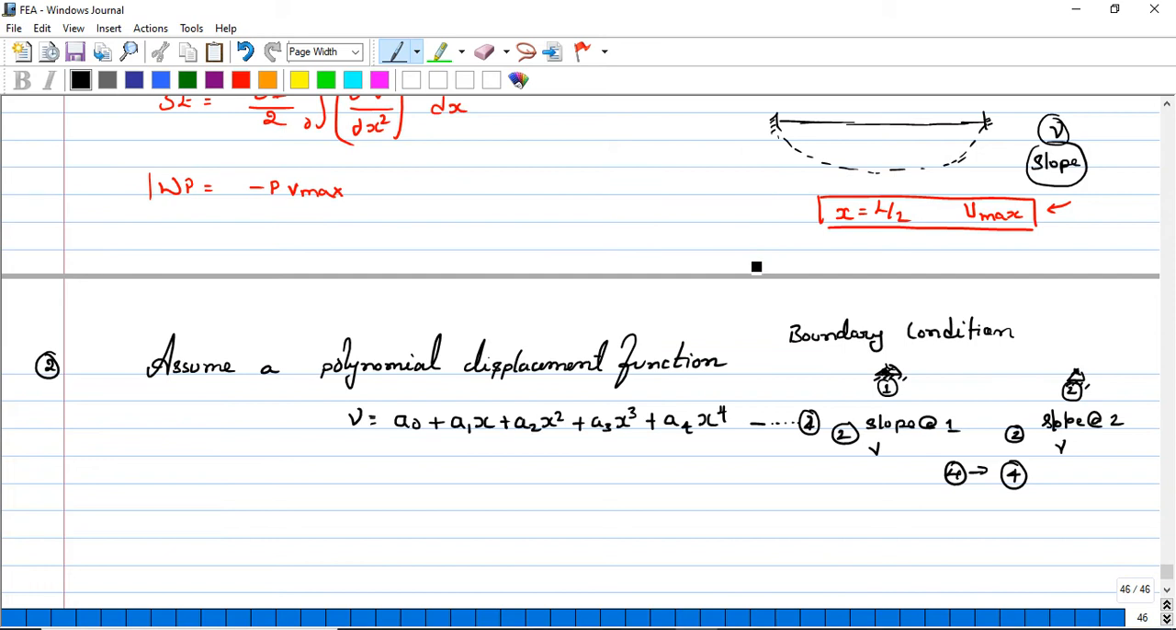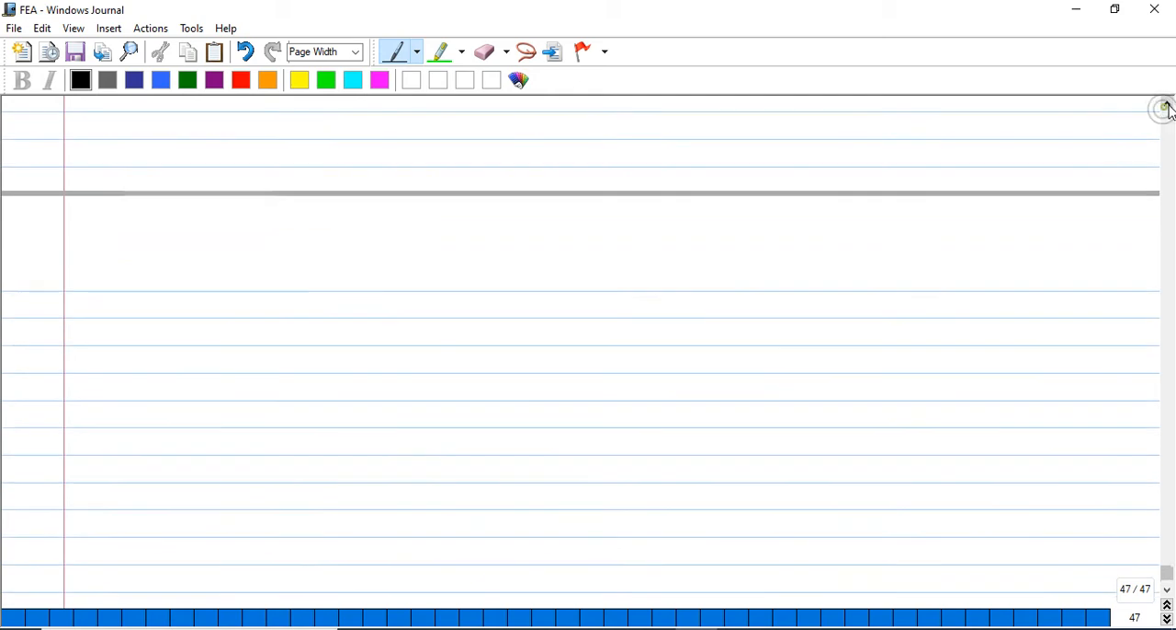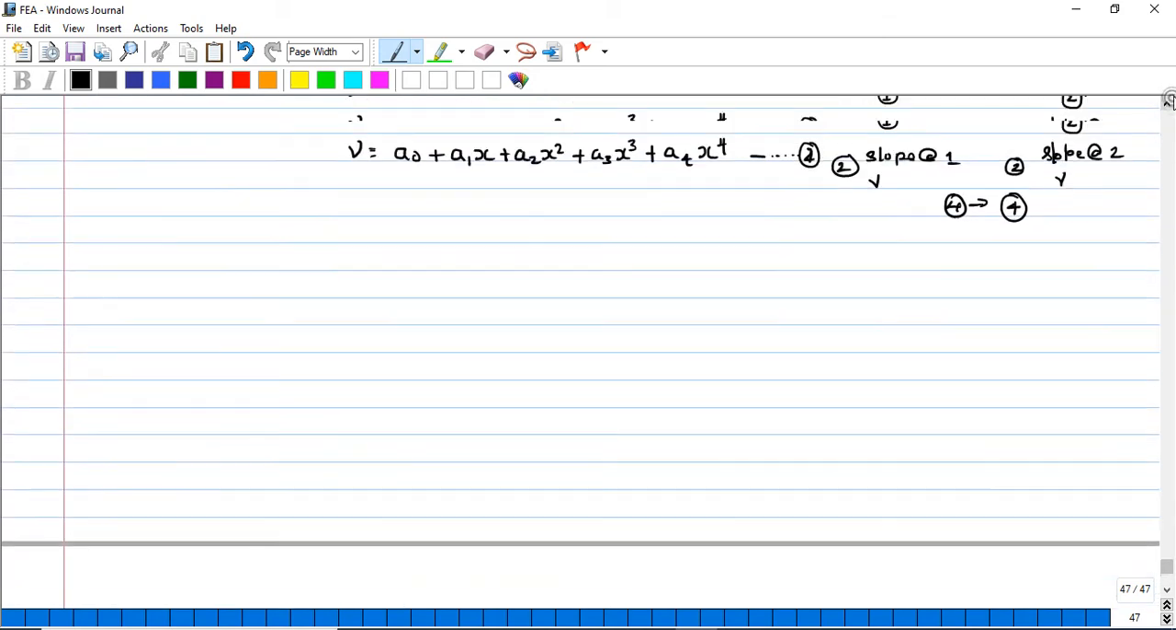Okay, let us write that potential energy function is equal to strain energy, which is given by EI by 2 integration 0 to L, of the square of the second derivative of V with respect to x, dx, minus P V max. So this will be my first equation, and this is the second equation. I hope this particular content is clear. So let me move forward.